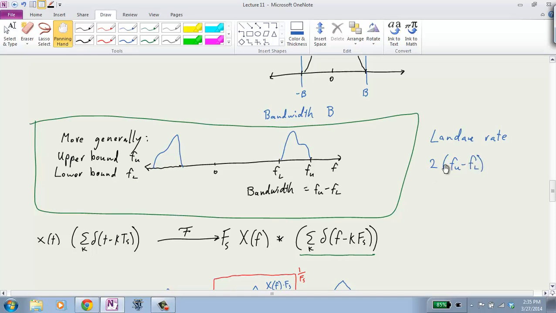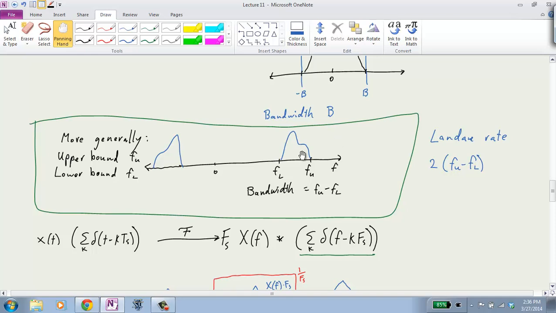So in some sense, this is more fundamental, but we still call the Nyquist rate 2 times FU, just to be simple, we say it's twice the highest frequency. We don't assume we know anything about the spectral content below that highest frequency.